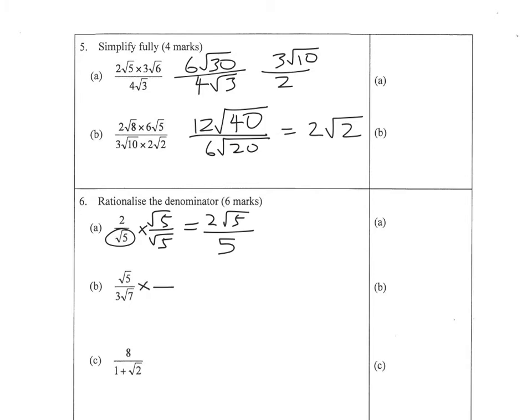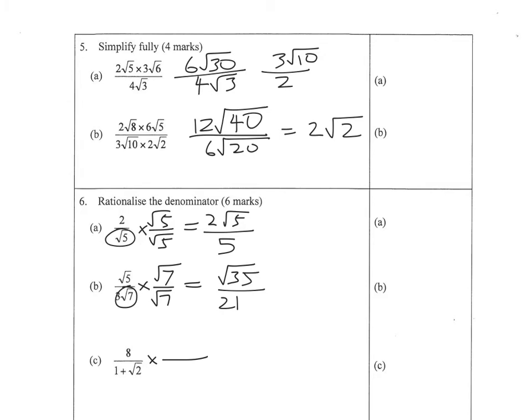This one, to get rid of the root 7, we times by root 7. What you do top, bottom you do the top. So we get root 5 times root 7 is root 35. Root 7 times root 7 is 7, times by 3 is 21. Okay, C. Now, this is where we have to times by the conjugate.